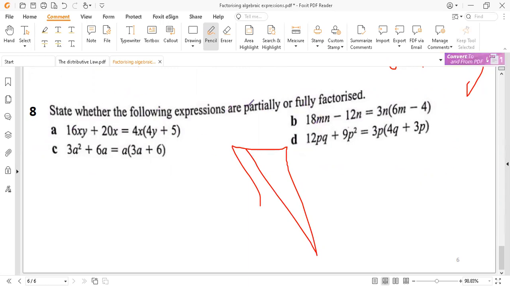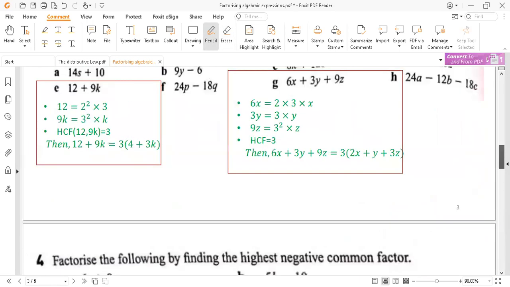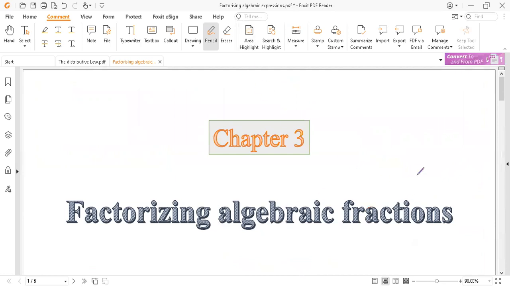These are the crucial pieces of information about factorizing algebraic expressions and algebraic fractions.